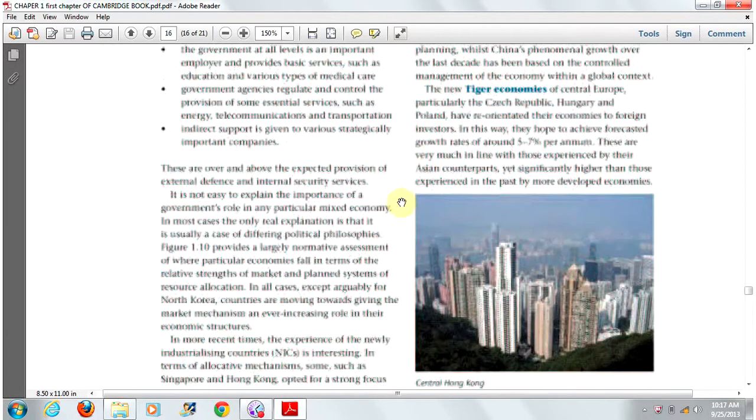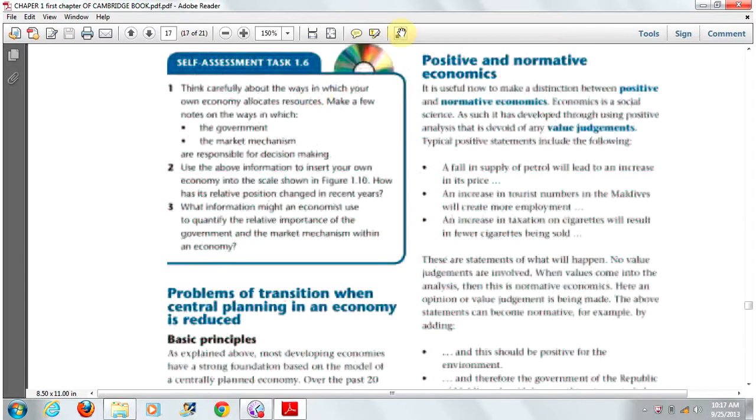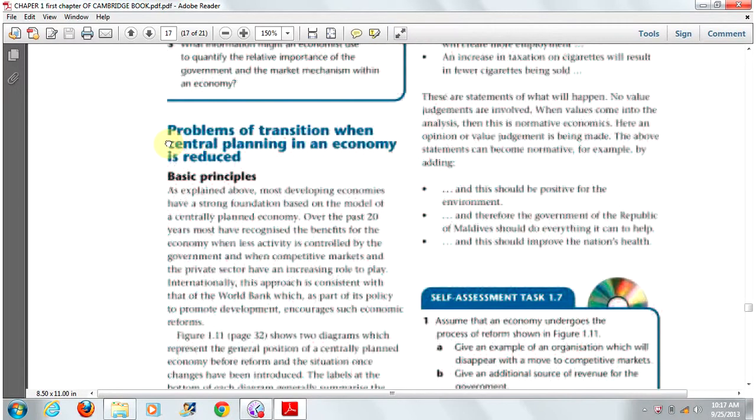Problems of the transition when central planning in an economy is reduced. Basic principles. As explained above, most developing economies have a strong foundation based on the models of a centrally planned economy. Over the past 20 years, they have recognized the benefits for the economy when this activity is controlled by the government and when competitive markets in the private sector have an increasing role to play. Internationally, this approach is consistent with that of the World Bank, which, as part of its policy to promote development, encourages such economic reforms.